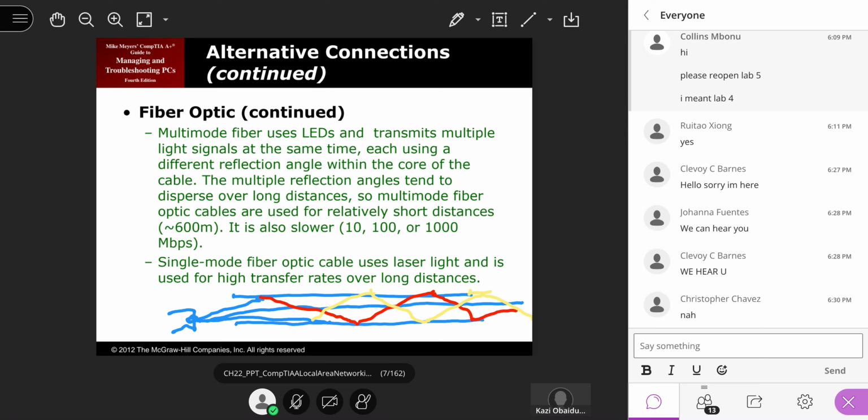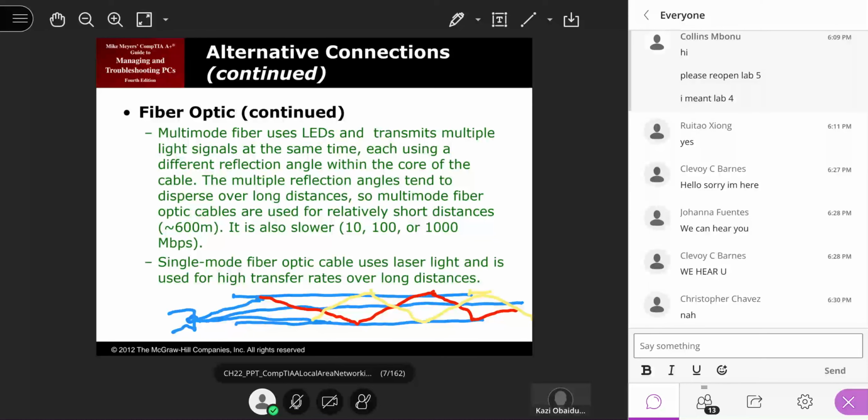That is why the name multi-mode. They disperse over the longer distance. So multiple reflection angles tend to disperse over long distance. So multi-mode fiber optic cables are used for relatively short distances, about 600 meters.